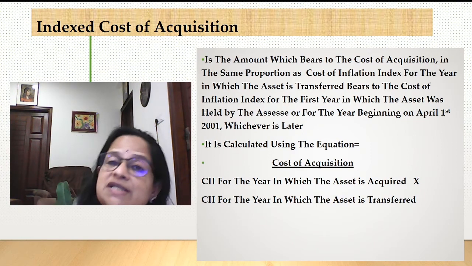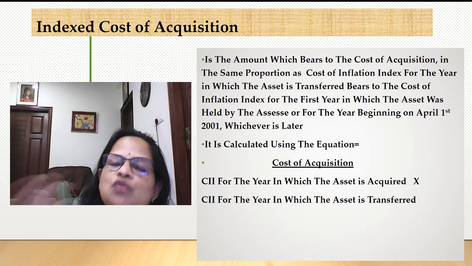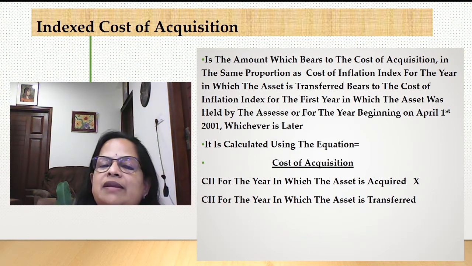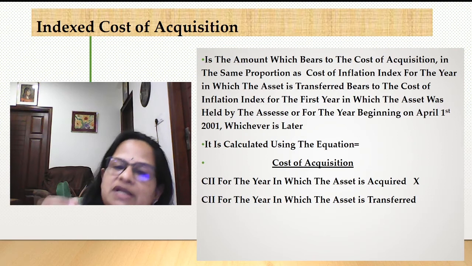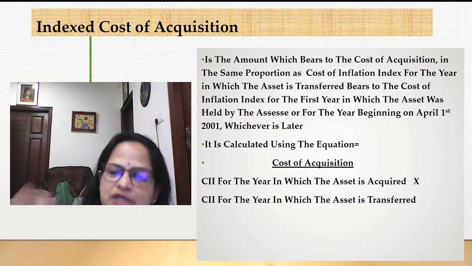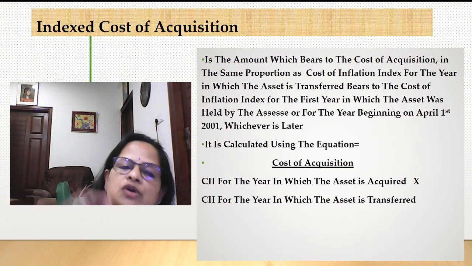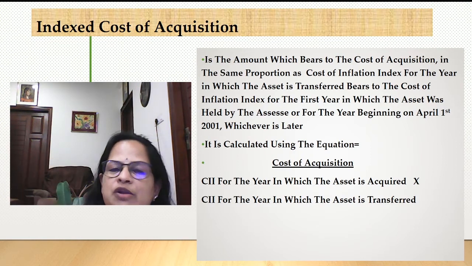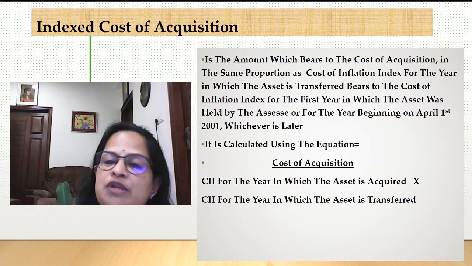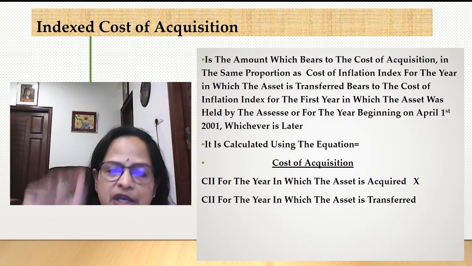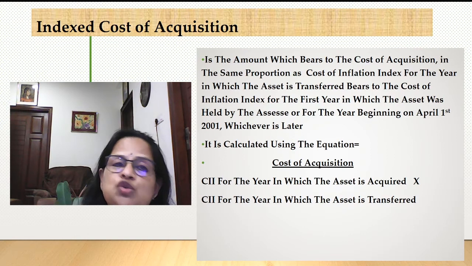You have not considered the impact of inflation. So what you are going to do, you will index that purchase price with the 2001 index. So that is how the cost of acquisition, that means purchase price divided by cost of inflation index value, will be there in your question. So this equation you have to remember. I cannot put it in one line, that is why I put it like this. The equation is like this. This is very important for 2 marks.